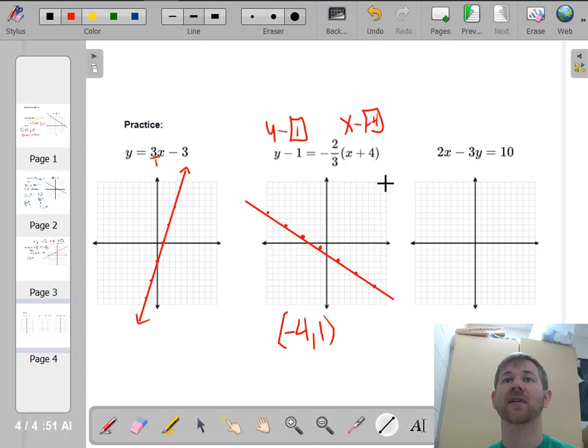I want this to look perfect. If I can get it perfect, that's better. Nice. Okay, there's my second one. So that's point slope. Last one is standard form.